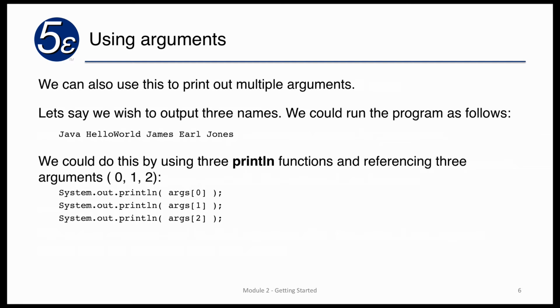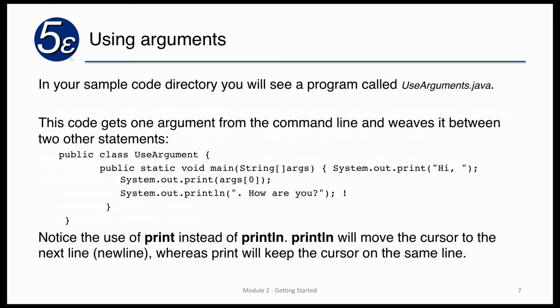We could also use this to print out multiple arguments. Let's say we wish to output three names, James, Earl, and Jones. We could do this by using three println functions and referencing the three arguments, the 0, the 1, and the 2, such as below. We'd say System.out.println args[0], and then do it again, args[1] and args[2]. And each one would reference, James would reference the 0, Earl is referenced by the 1, and Jones is referenced by the 2.